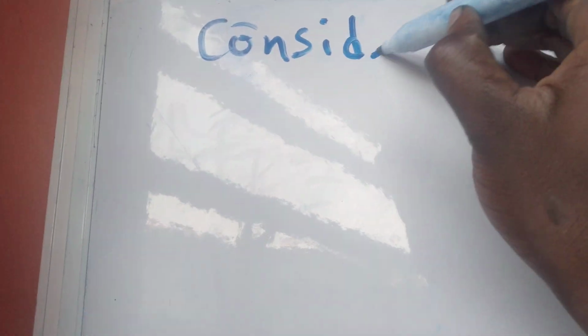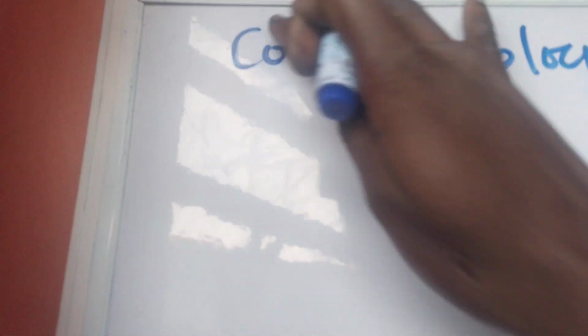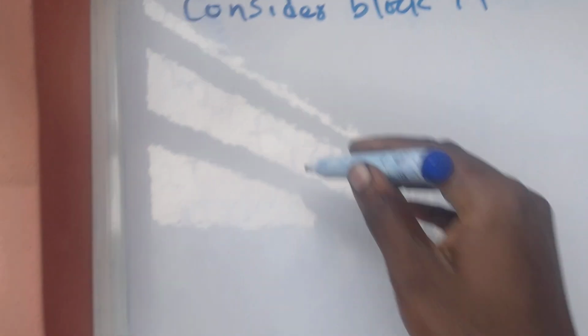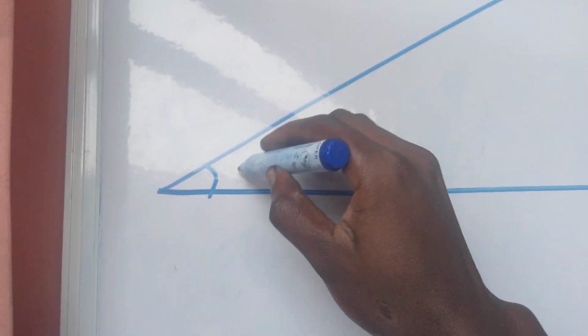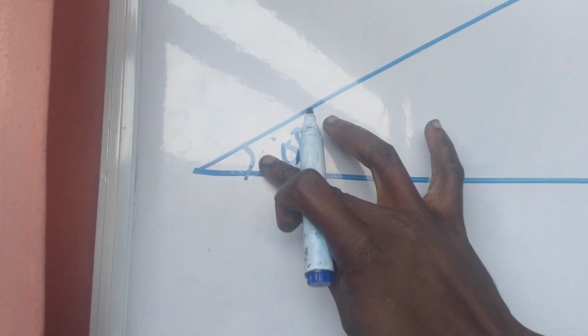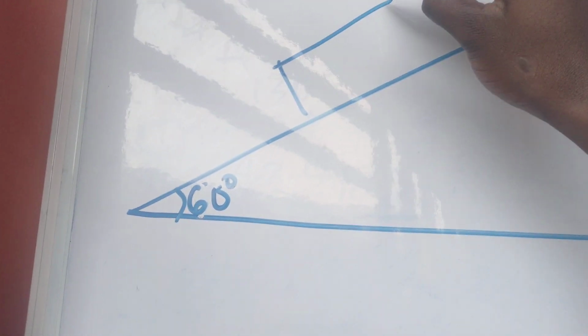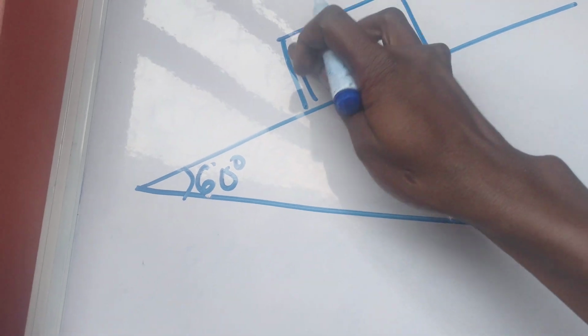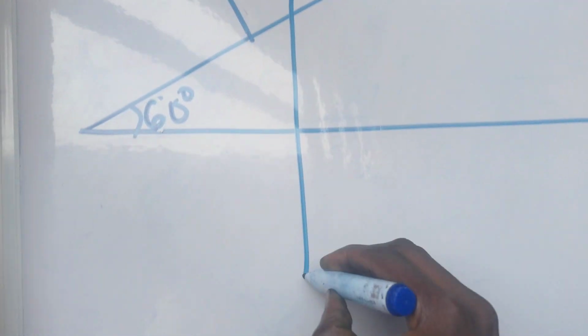I say consider block M. If I consider block M, I'll have something like this. This is 60 degrees. Then on this is placed a block. Okay, and the weight of that block will act vertically downwards.